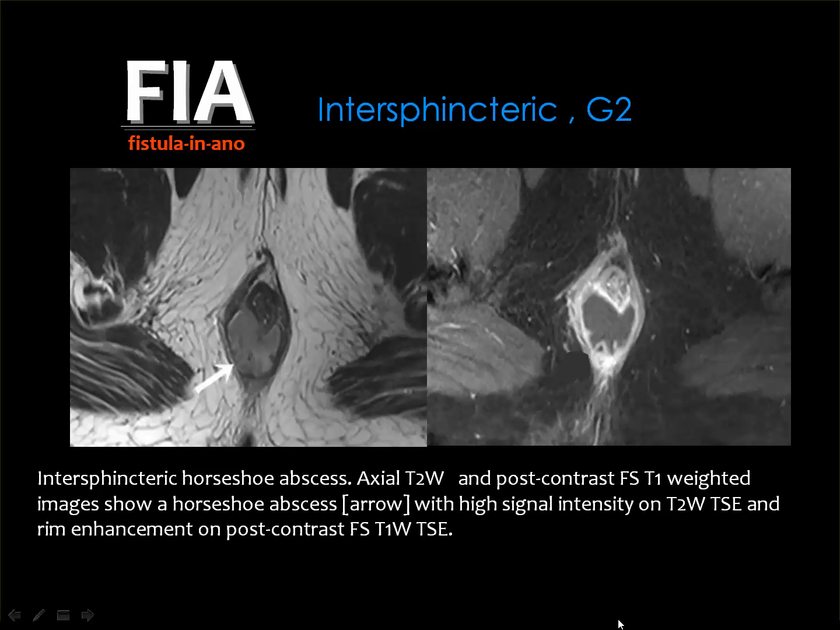But in this case, the abscess is very well delineated here, and you see a horseshoe abscess posterior to the anal canal and enclosed between the sphincters. And the abscess is of relatively bright signal in the T2 and shows intense post-contrast marginal enhancement.